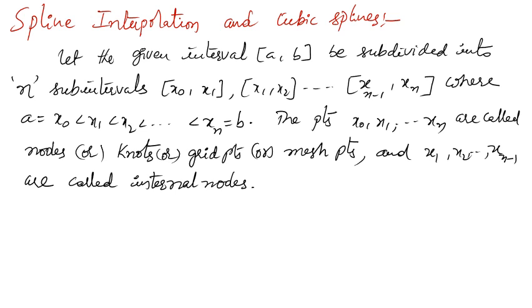So this is the first division. The interval [a, b] is divided into n subintervals with how many points? x0 to xn means n plus 1 data points. And these data points are called knots, nodes, grid points, or mesh points. And this x1 to xn minus 1, intermediate points, are called internal nodes. Now see the definition of spline function.